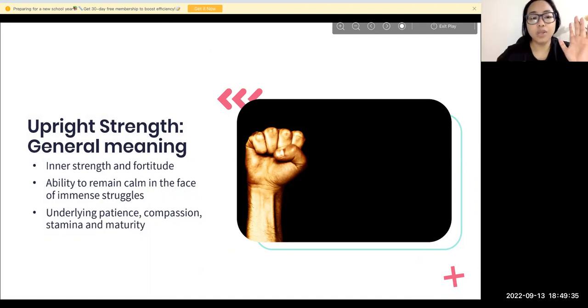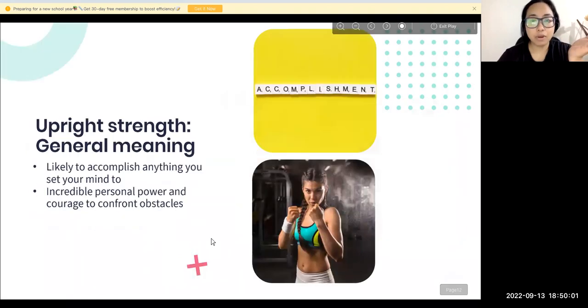You are so strong. You have the ability to remain calm in the face of immense struggle, underlining patience, compassion, stamina, and maturity. There is a huge amount of maturity that you have the power to. Why do you have the power to deal with all this struggle or any kind of problem? Because you are somebody who can remain calm in every manner, in every way.